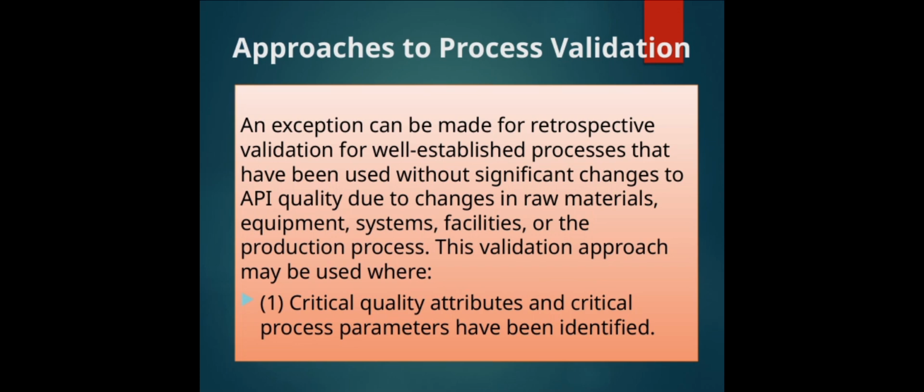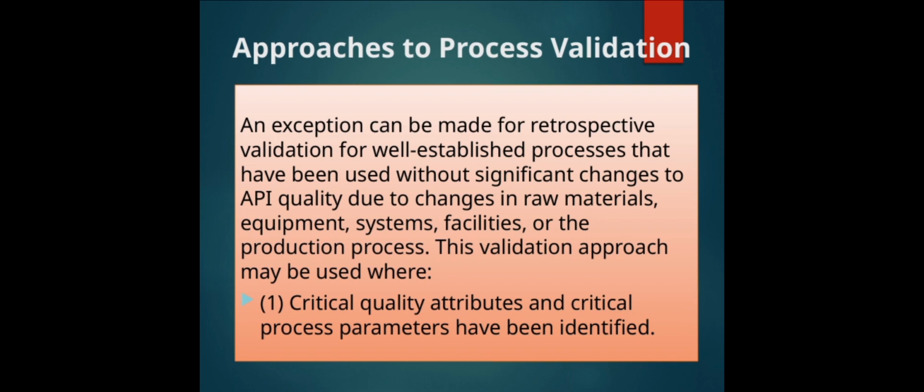Now, let's talk about approaches to process validation. One exception we can consider is retrospective validation. This is particularly useful for well-established processes that have been used reliably over time. If there haven't been significant changes to the API quality, things like raw materials, equipment, systems, facilities, or the production process, then retrospective validation can be appropriate.